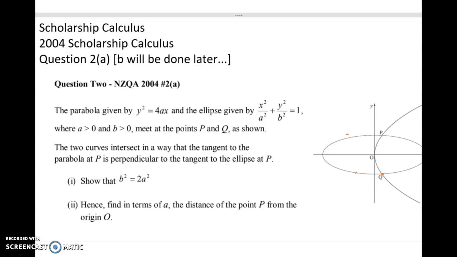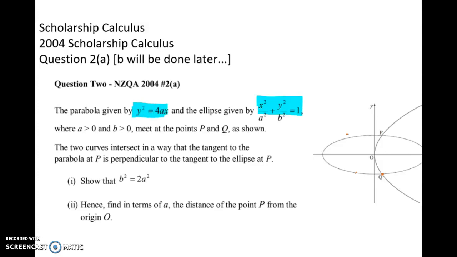This is a scholarship calculus question from way back in 2004, which I just realised is about when some of you were born. Anyway, it's a nice question. It's a very doable question for when we're starting off with conic sections, and we've got two in here. We've got a parabola given to us by y squared equals 4ax, and then we've got this ellipse. And a and b are positive as usual, and they meet at the points P and Q.